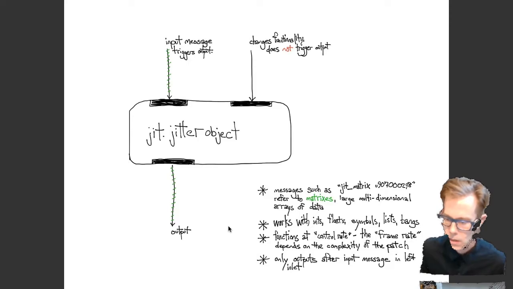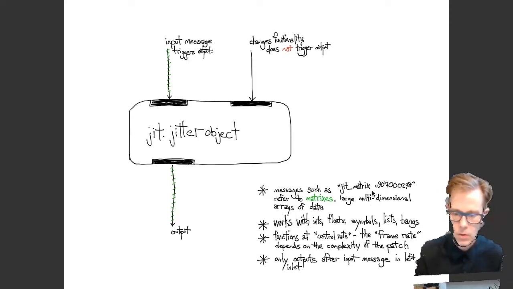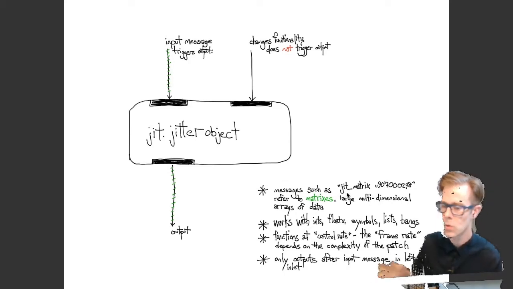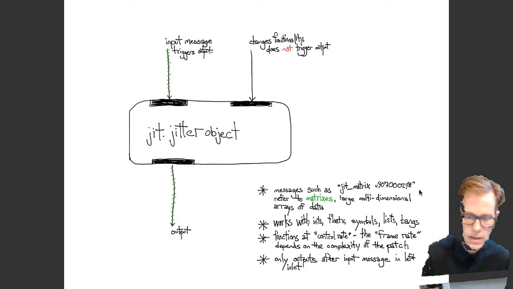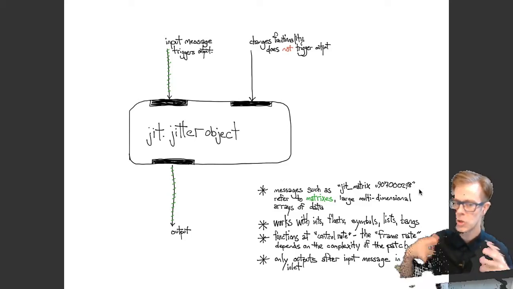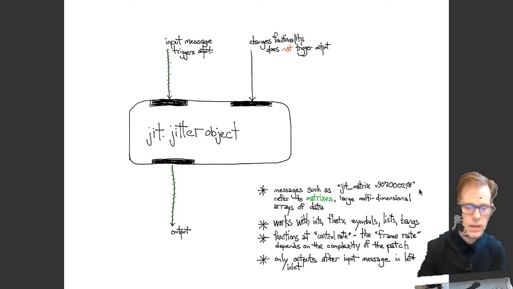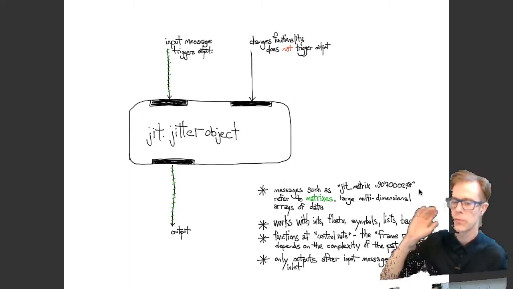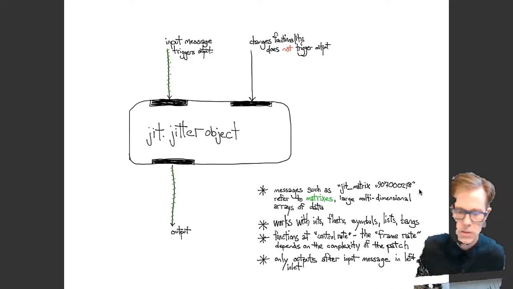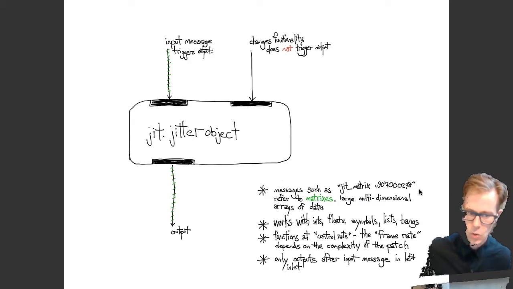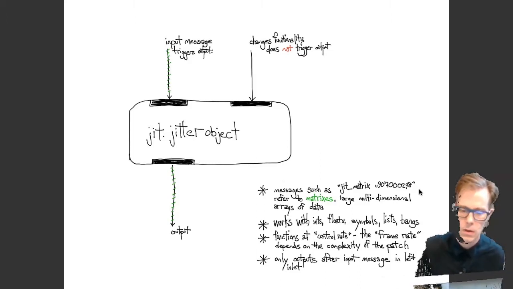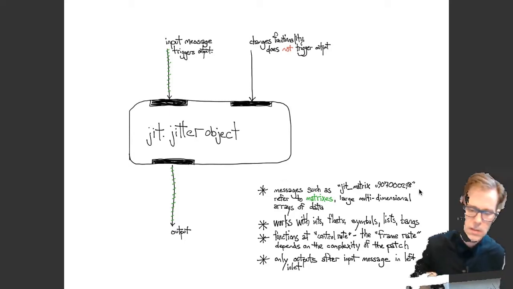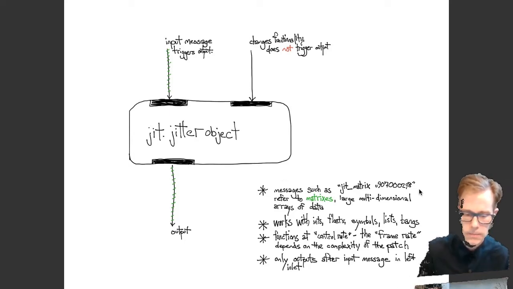So these messages that refer to matrices are going to look like this. They will say things like jit underscore matrix and then some randomly generated name. And this refers to a chunk of memory inside your computer, inside of which this large array is stored. So lots of different objects can refer to that matrix and do transformations upon it. In addition to working with matrices, Jitter objects can work with all the other basic types of things that Max objects work with. That would include ints, floats, symbols, lists, and bangs.